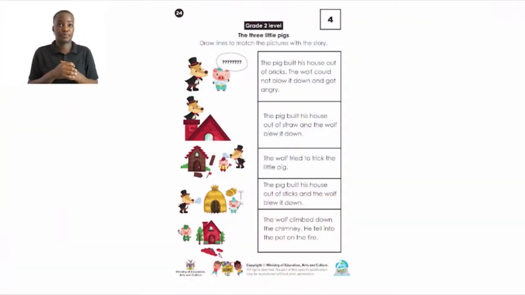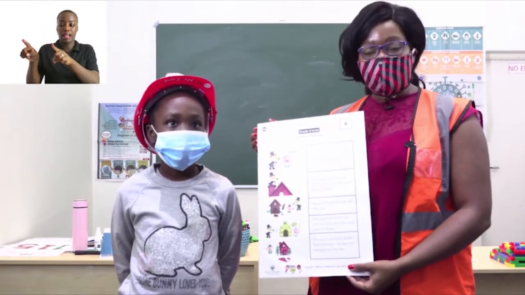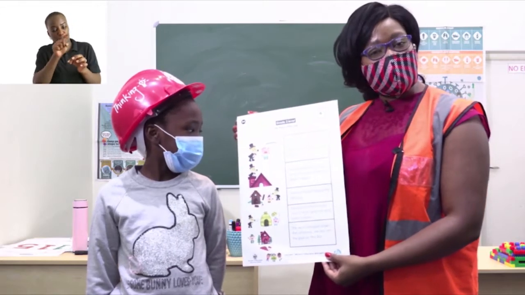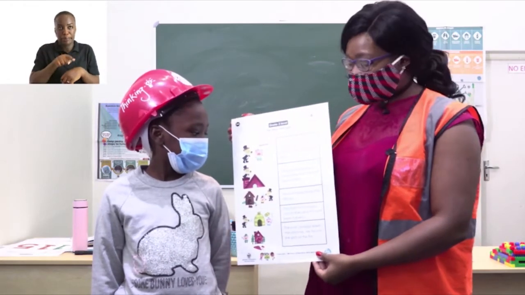On page 24, we can see some pictures. With these pictures, you can see that there is a wolf and some piglets or pigs. You can also see that there is a story next to each picture. So we are going to try and do this one together. I'd like you to please take out your pencil and you're going to match with each box that we are going to be doing. Okay?